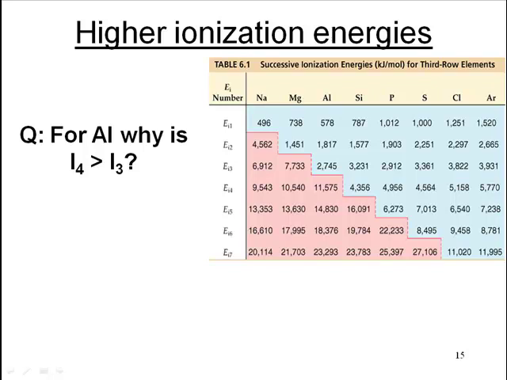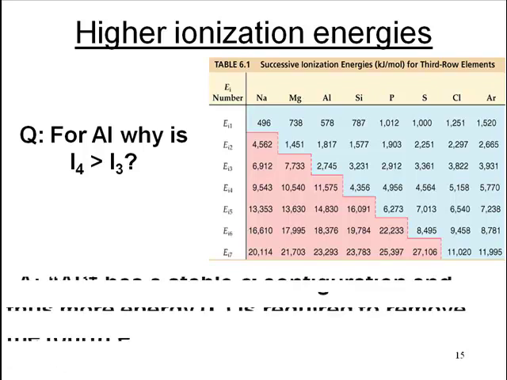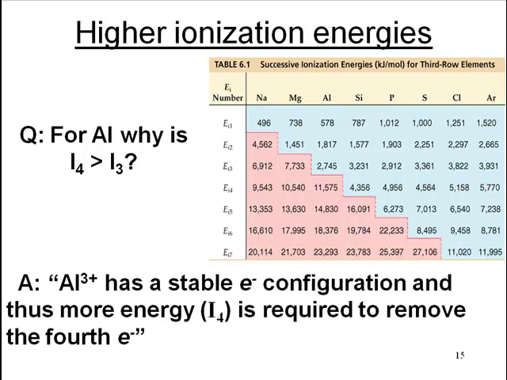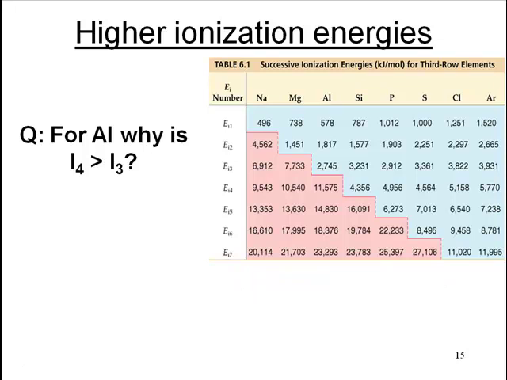Okay? So for aluminum, why is I4 greater than I3? The answer given is: aluminum 3+ has a stable electron configuration, and thus more energy is required to remove the fourth electron. That's wrong. So why is I4 greater than I3? Tell the person next to you what you think. Ready, set, go.